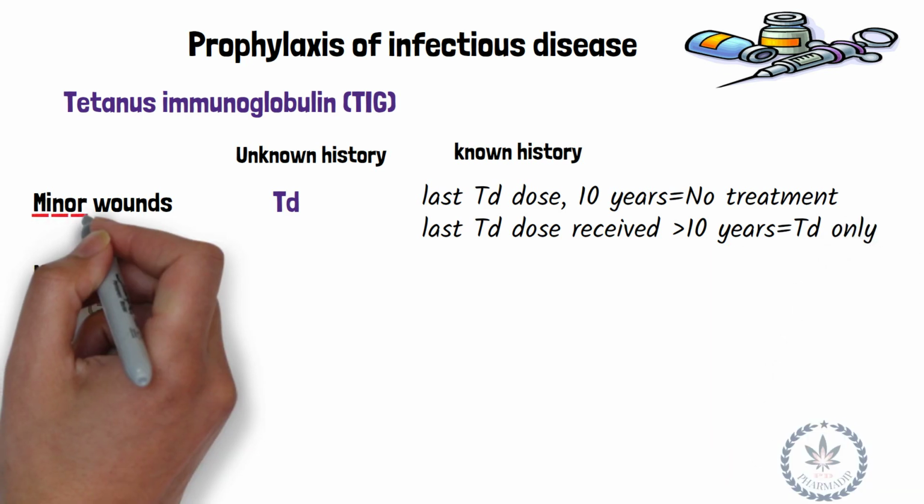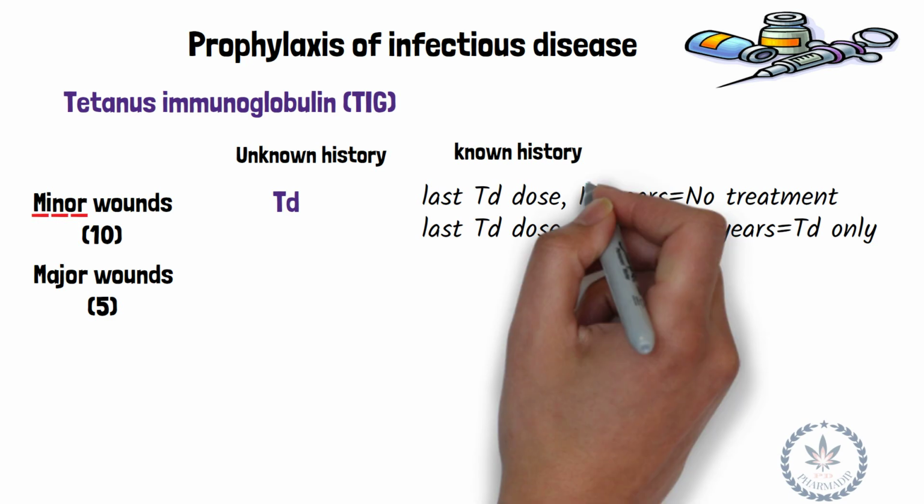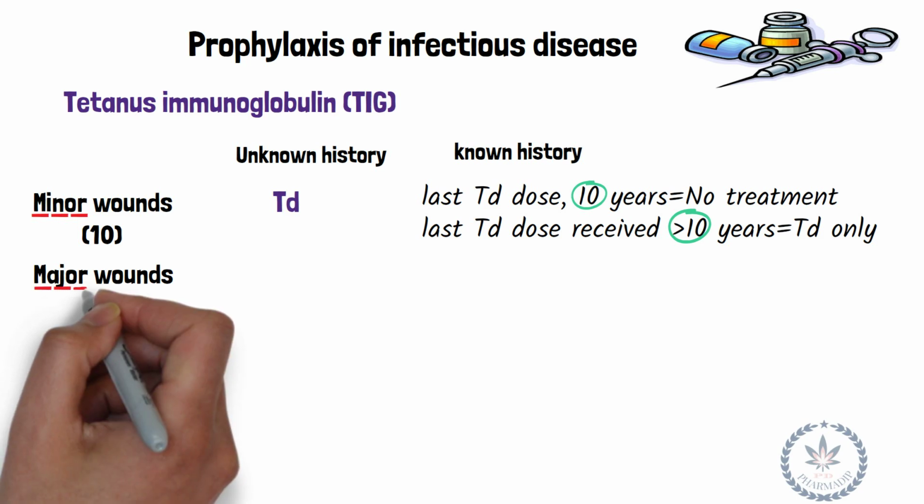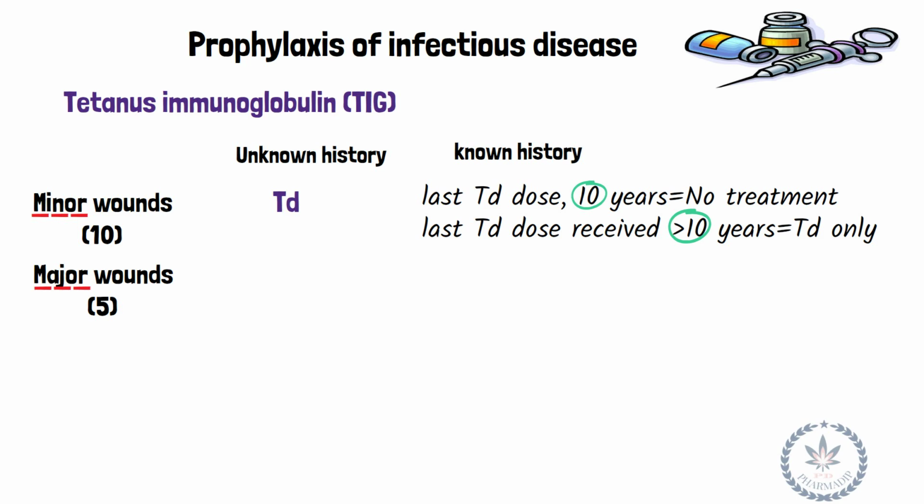That was for minor wounds. 10 represents the number of years of validity. Like TD is valid for 10 years for minor wounds. Now let's look at major wounds. For major wounds, both tetanus vaccine and immunoglobulin are given. That is TD as well as TIG.